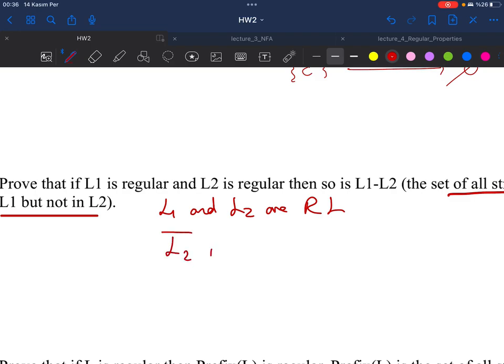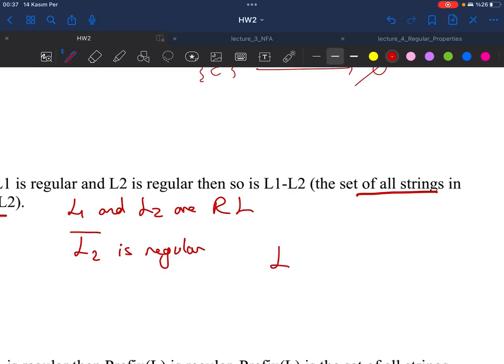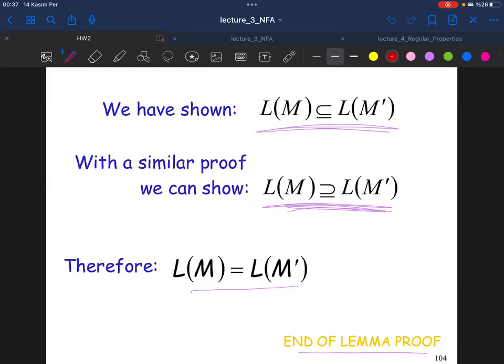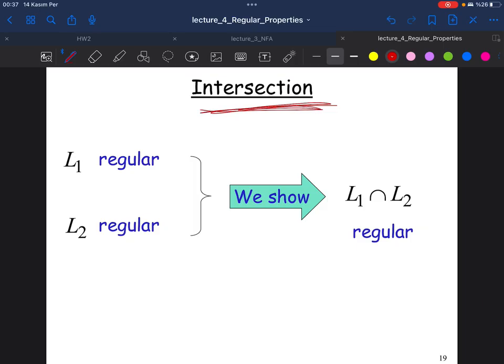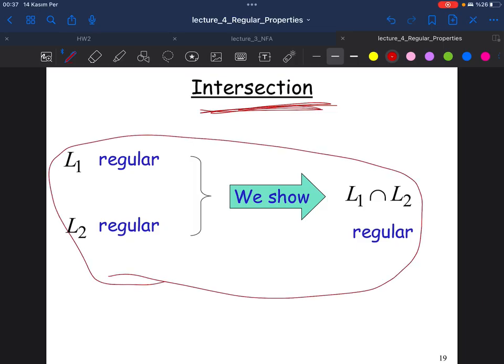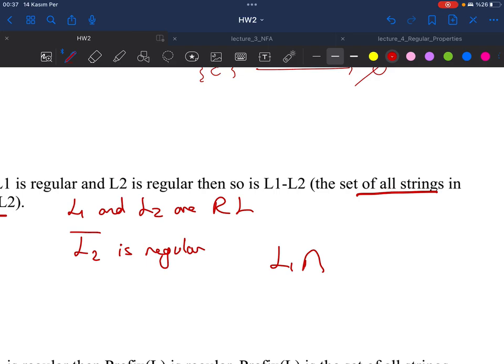L2 complement is regular. This is because regular languages are closed under complementation. Now consider language L1. We have shown in the lesson that the intersection of L1 and L2 complement is regular because both are regular. Both L1 and L2 are regular.